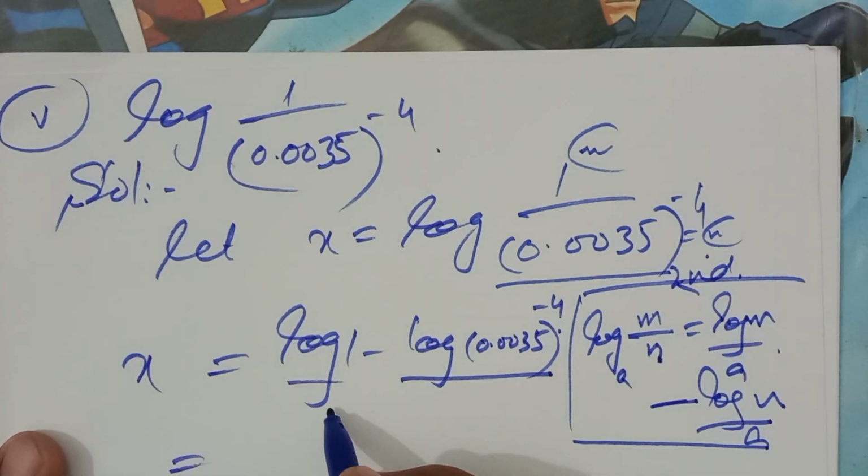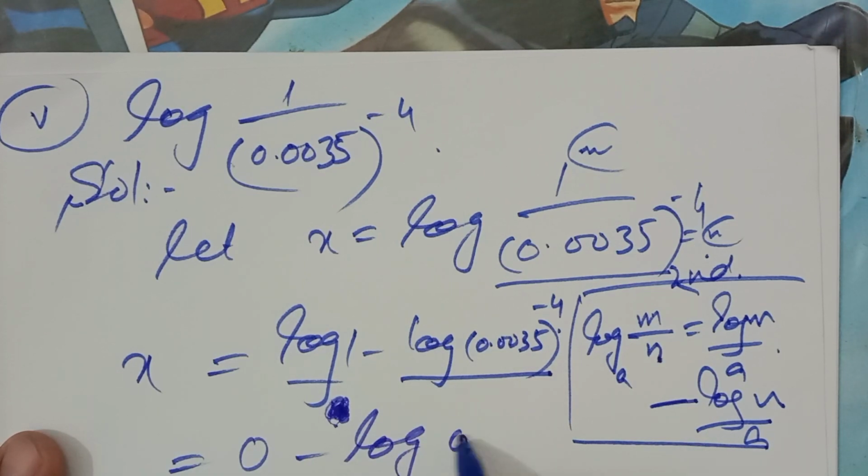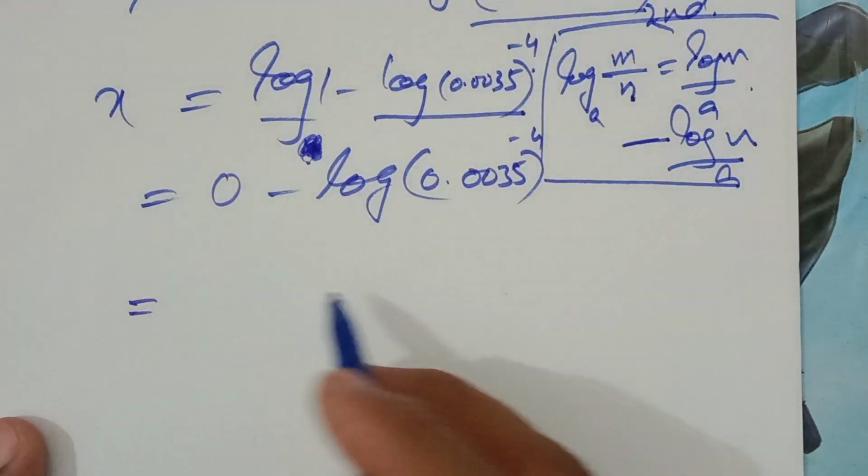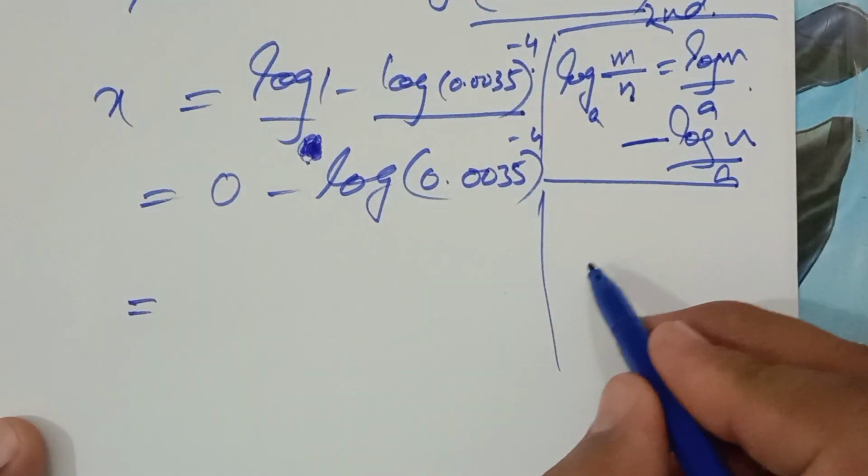Log with base 10 of 1, here the base is 10, which is a common logarithm. We commonly do not write it, so this gives 0 and minus. So log with base 0.0035, whole raised to power negative 4. Here we can also use another definition of log, which is the power rule.